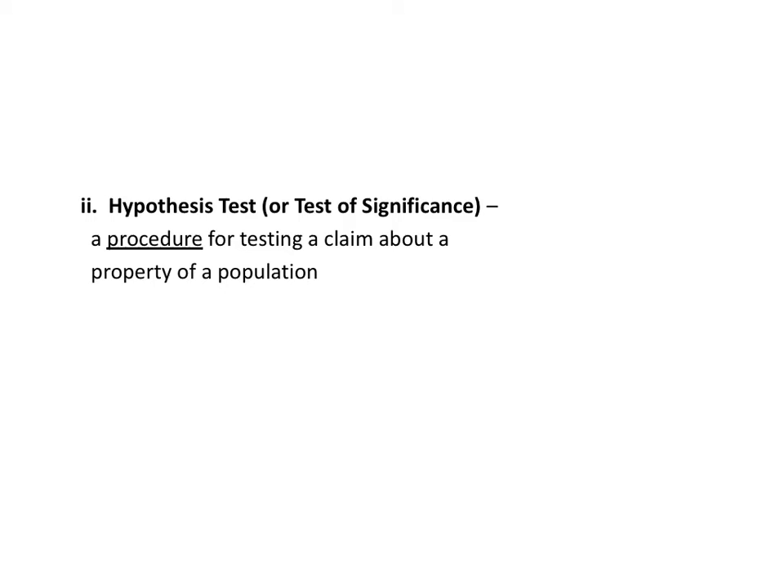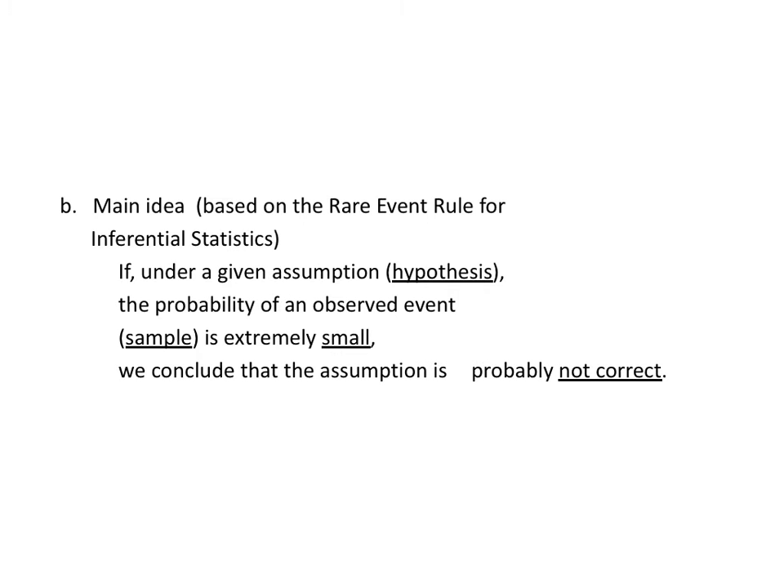So this is called a hypothesis test, but it is also called a test of significance. I can't remember right off the top of my head which one your book prefers or uses more often. But basically, we're going to be learning a bunch of steps that create this test of significance, and it's just a procedure to decide if this claim is true or not. So the main idea is based off of this rare event rule for inferential stats.